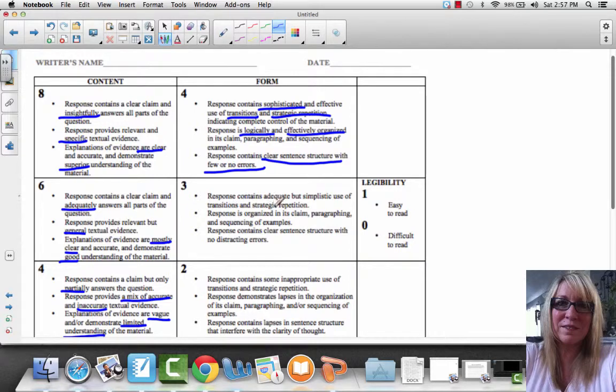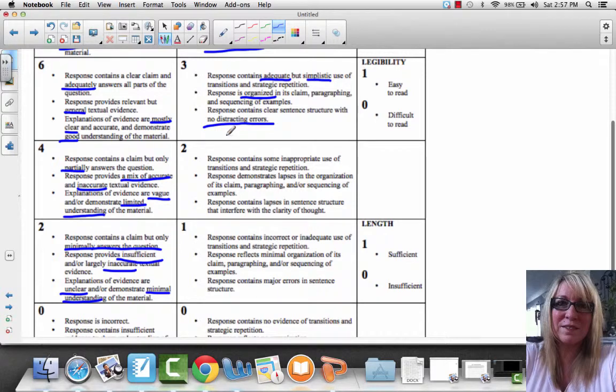The response contains adequate but simplistic use of transitions and strategic repetition. Response is organized in its claim, paragraphing, and sequencing of examples. So it's organized, but it's not effective. Response contains clear sentence structure with no distracting errors, so a couple of minor errors.